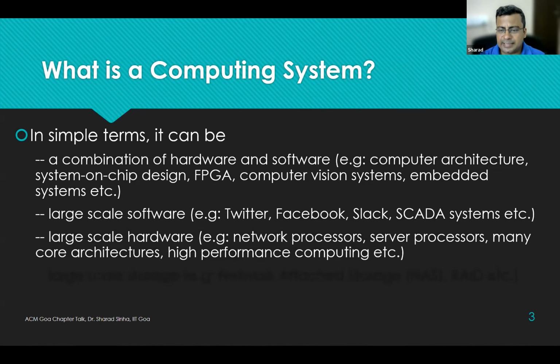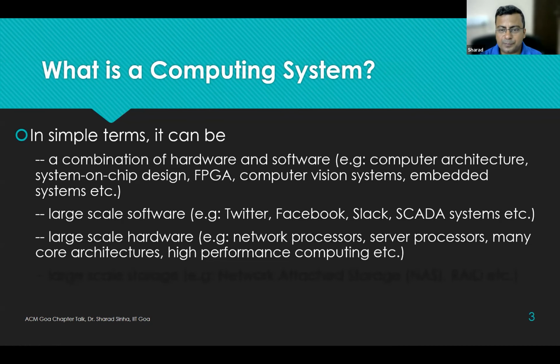You can also have large scale hardware. For example, network processors. Network processors are processors that are deployed in computer networks. So today you and I are interacting through this Zoom application, but at the end of the day, all the packets are traveling through a network, and those packets are getting routed to multiple places before they end up at your end. So all of that routing is handled by network processors. And companies like Cisco build such network processors. So these are large scale deployment of hardware.